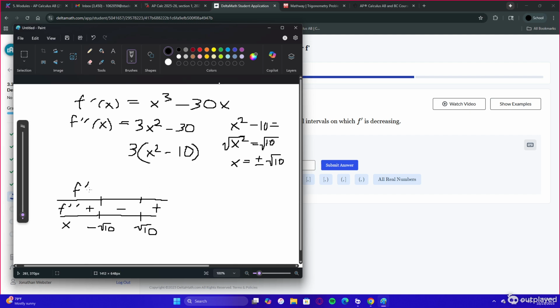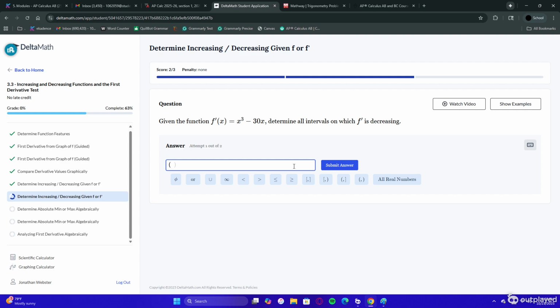So increasing and then decreasing and then increasing. So we're looking for where f prime is decreasing. So it'd be from negative root 10 to positive root 10, negative square root of 10 to positive square root of 10.